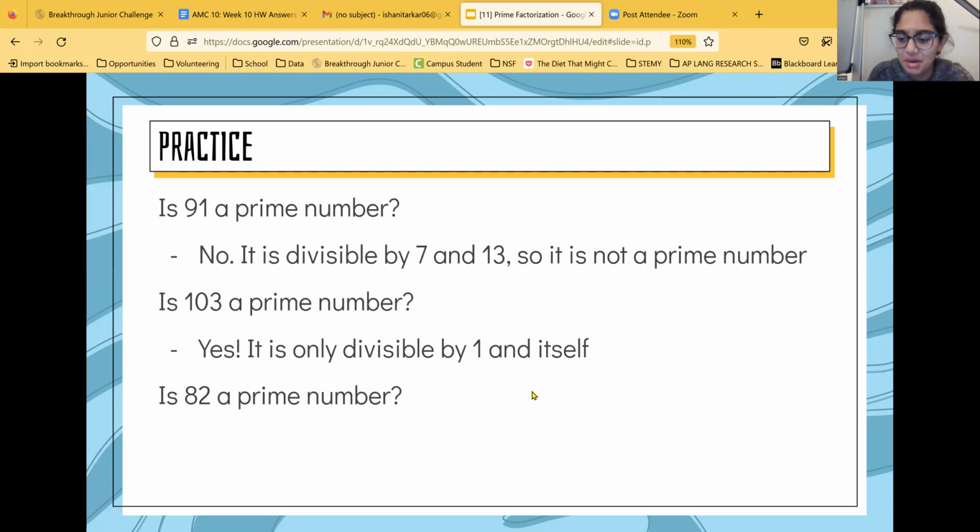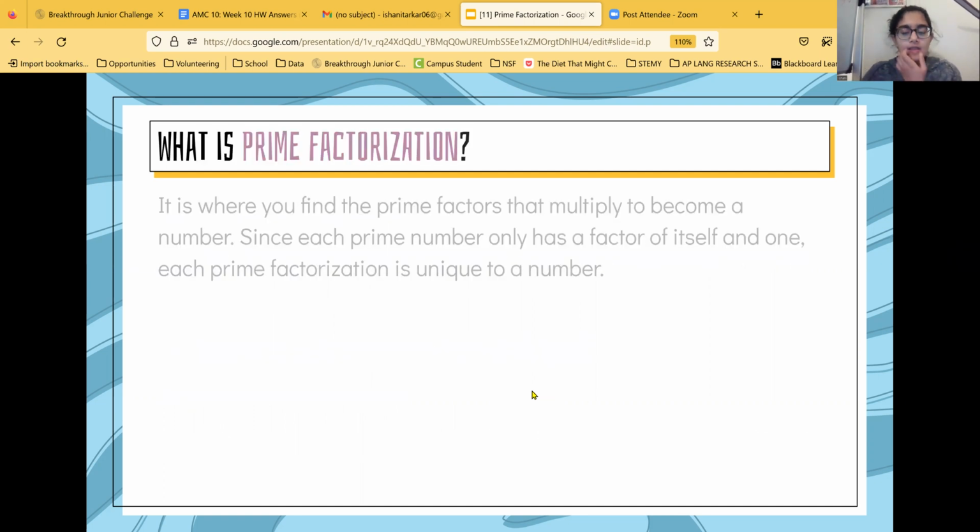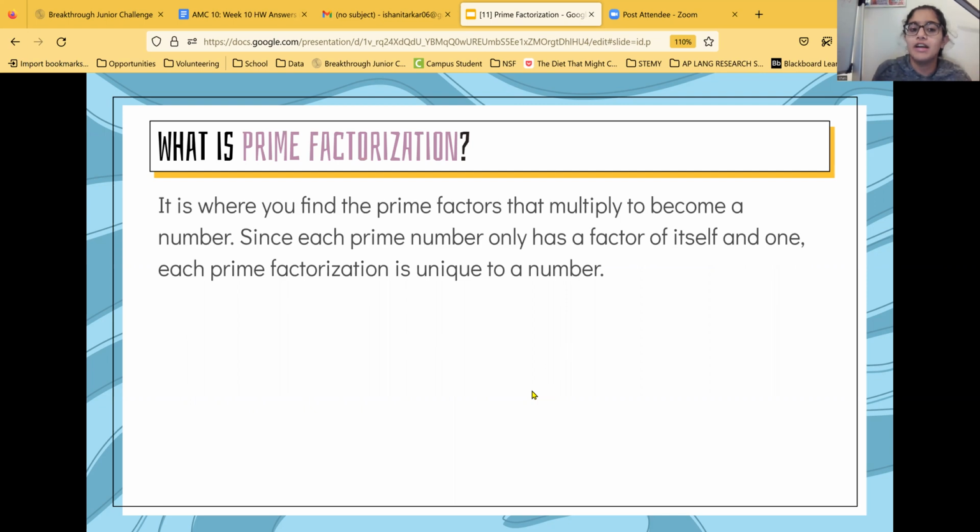Is 82 a prime number? You all are correct this time. It ends in an even number, and we know that means it's divisible by 2. So it is not a prime number.